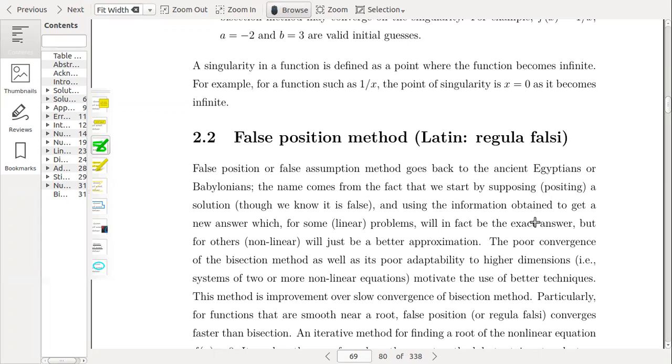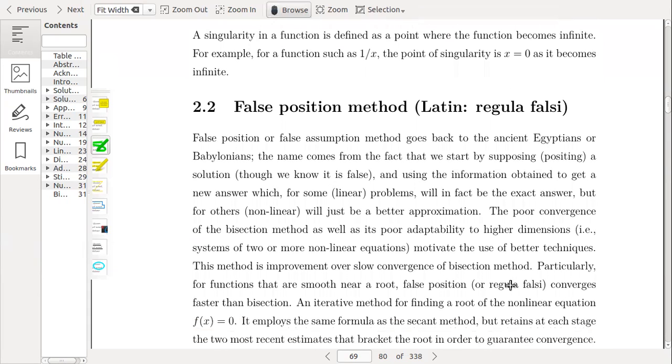And using the information obtained to get a new answer, which for some linear problems is exact. So for a nonlinear equation, we try to make it linear and guess the initial approximation. But for others, nonlinear, it will just be a better approximation. So we know that sometimes the initial guess is an exact solution of the linear part of the equation, but it can just be considered a better approximation for nonlinear equations.